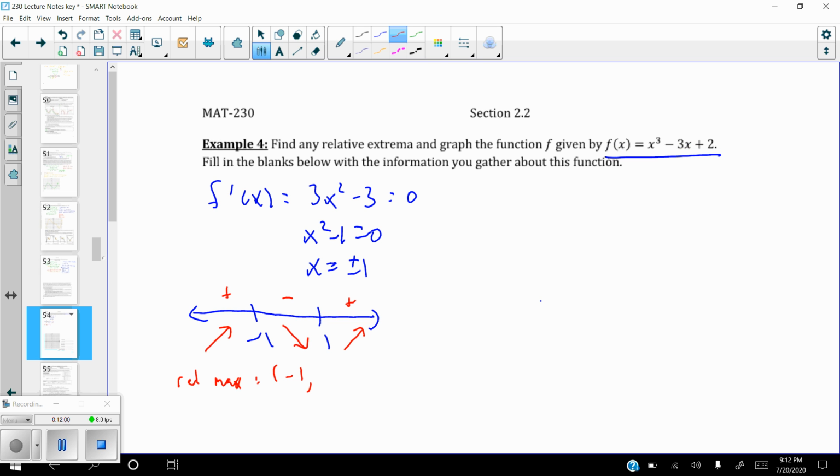Okay, we're going to have a relative max at negative 1. Now we have to plug negative 1 back into the original function. This one won't be so hard. Negative 1 cubed is negative 1 minus 3 times negative 1, so that's plus 3. So negative 1 plus 3 is 2, plus 2 more is 4. The relative max is 4 at x equals negative 1. We're going to have a relative minimum at positive 1. Plugging 1 in, we get 1 minus 3, which is negative 2, plus 2 is 0.